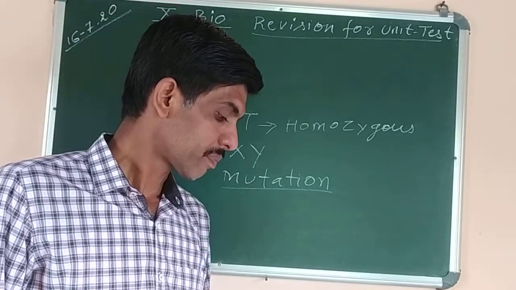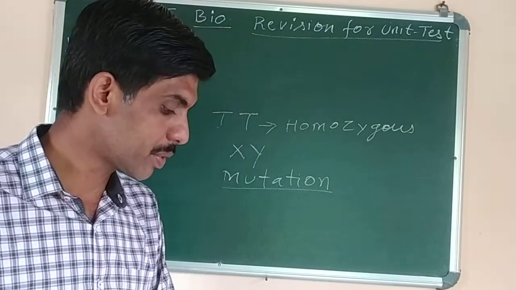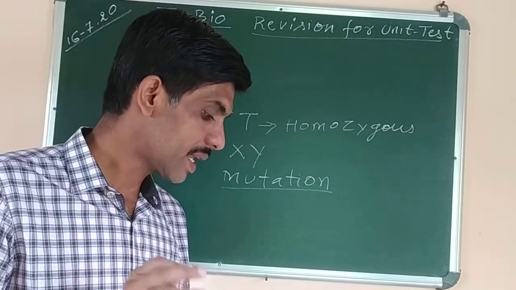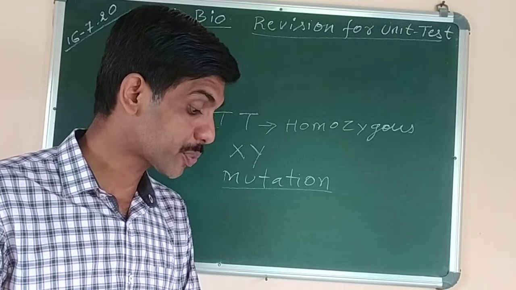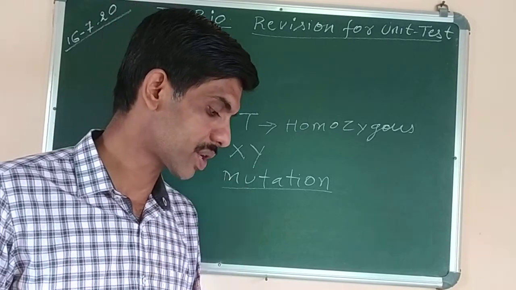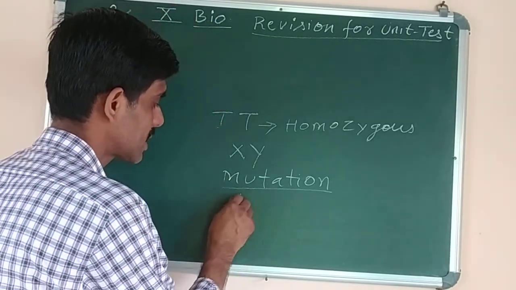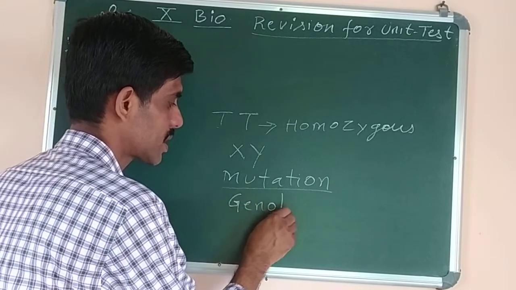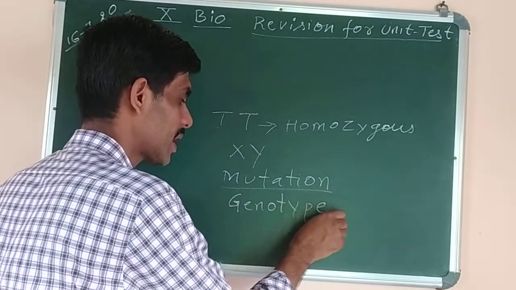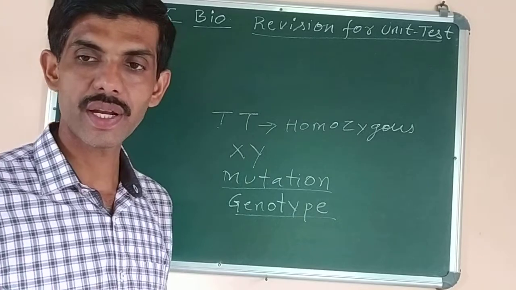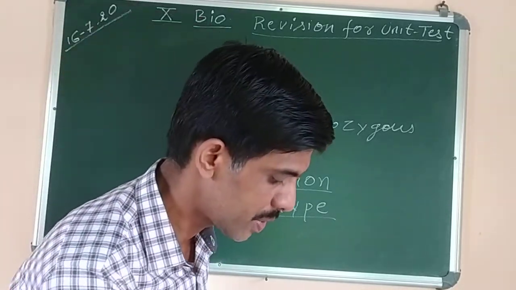Then number 10, the genetic constitution of an individual for any character due to which it expresses itself. Genetic constitution of an individual, so that is known as genotype. Just like phenotype is the physical appearance, genotype is the genetic constitution of an individual.